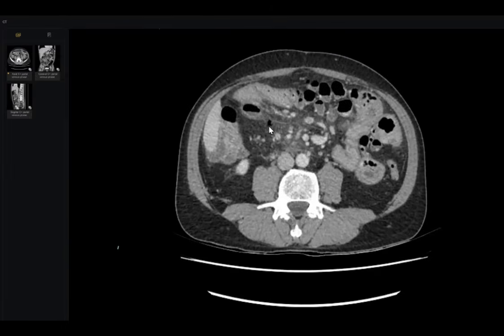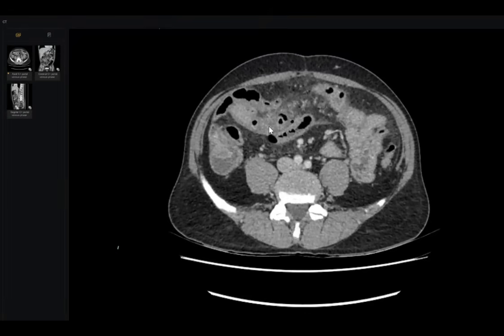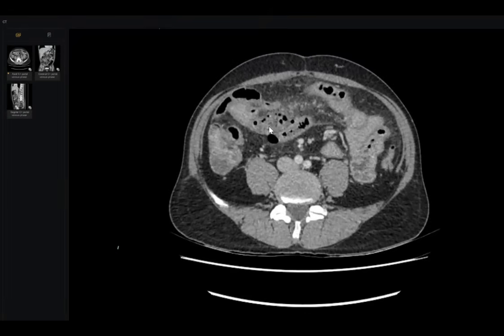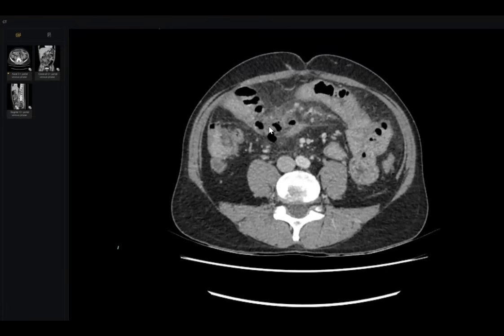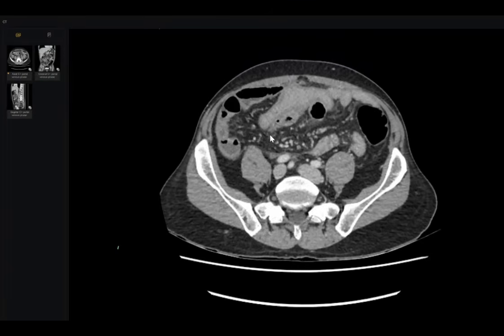See, if you look deeply, you will notice that there are some diverticuli of the duodenum. So this is diverticulitis, perforated diverticulitis.